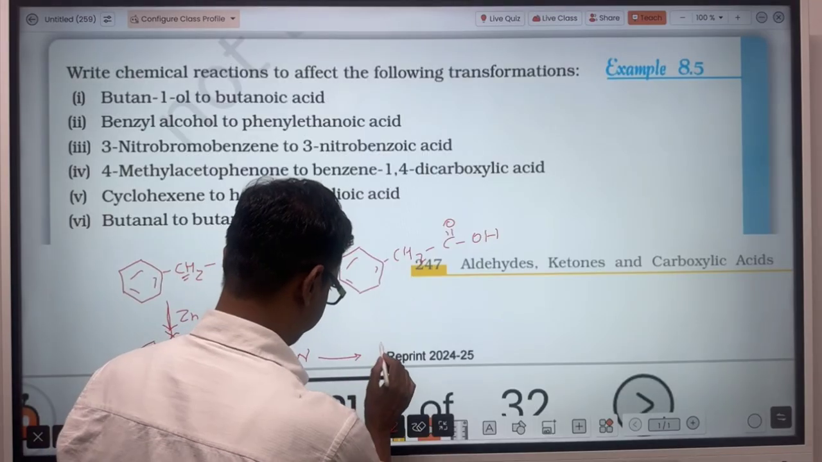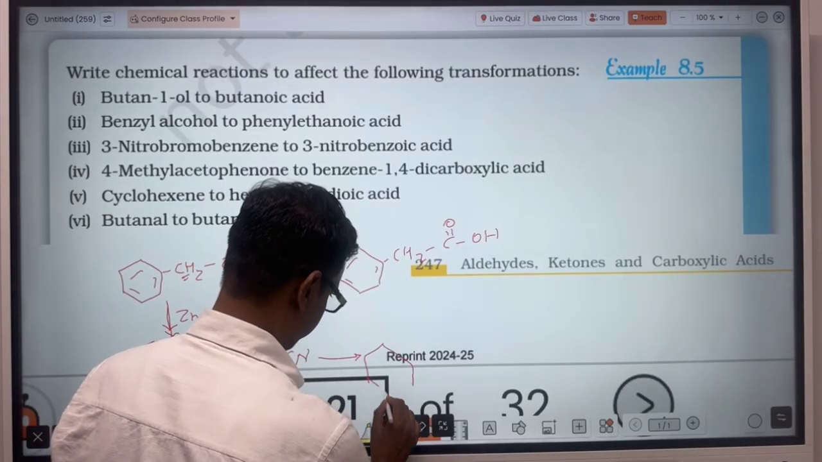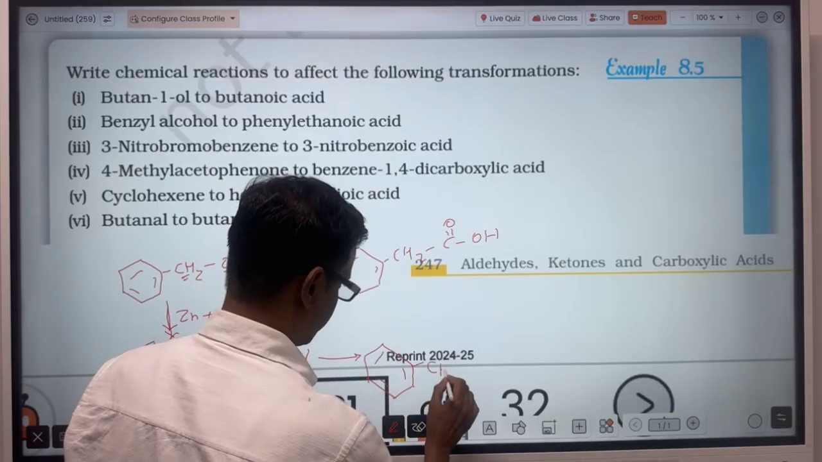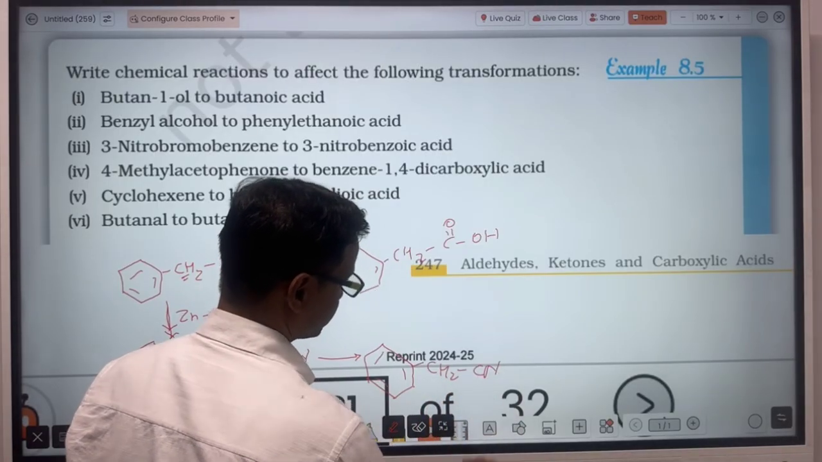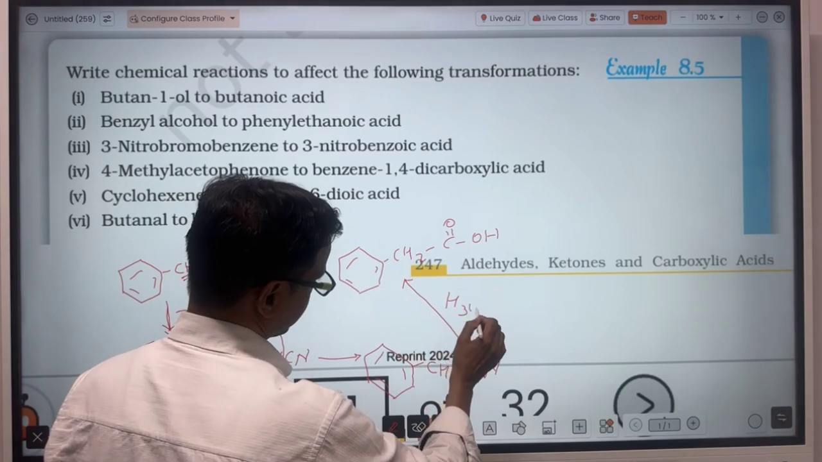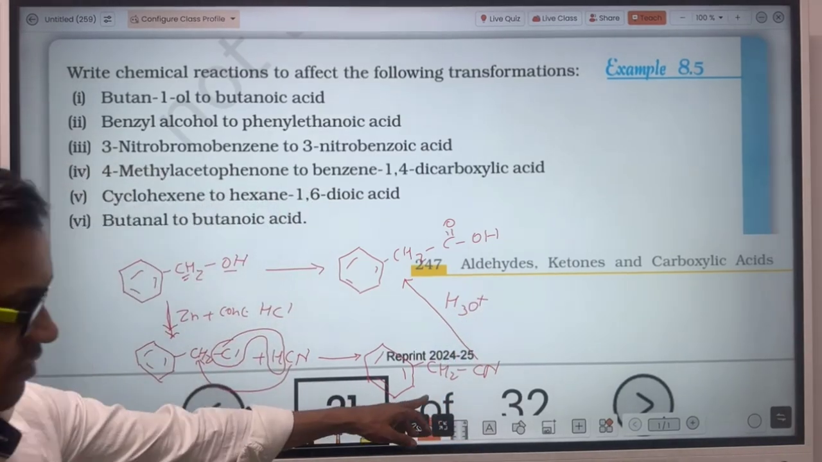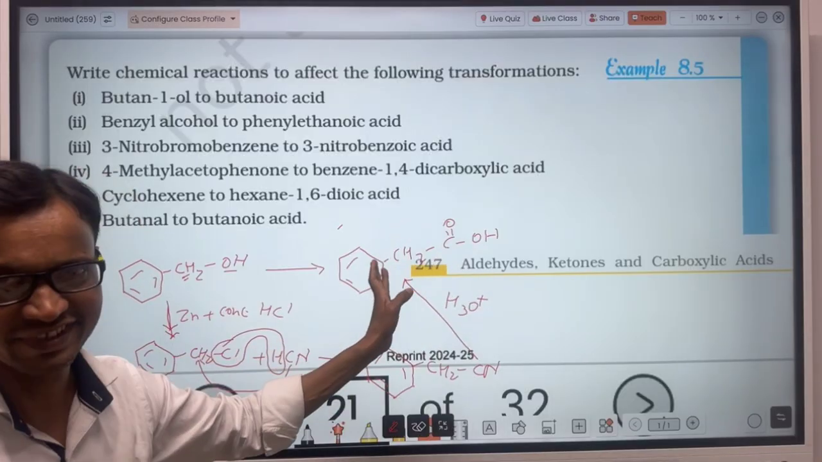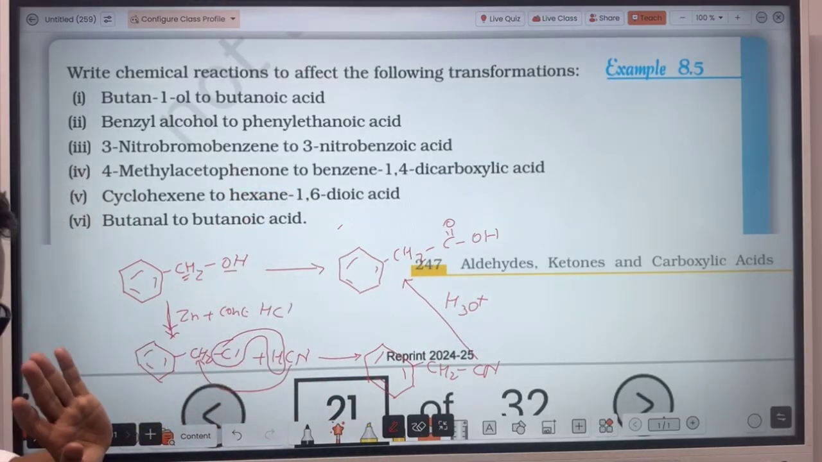So the compound will be C6H5CH2CN, and then pass acidic water. When acidic water is passed to the nitrile directly, carboxylic acid forms. You have studied that already.